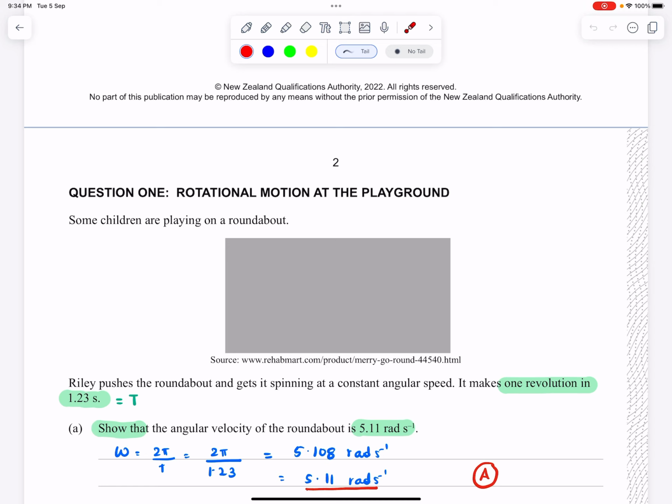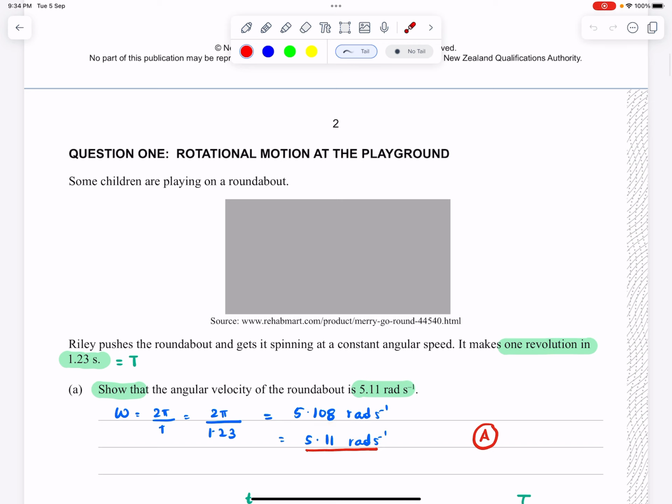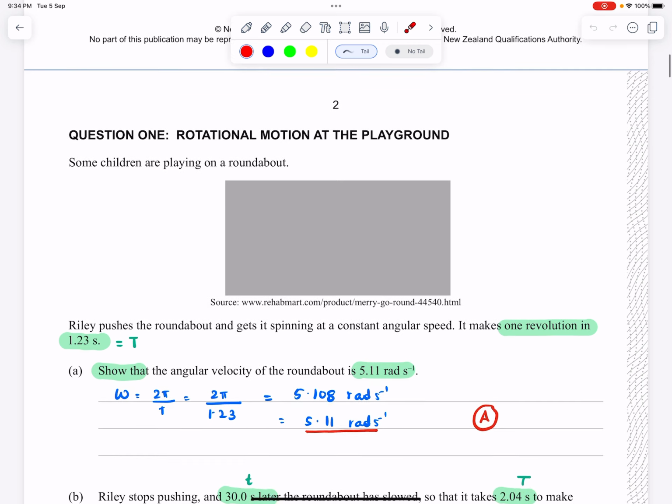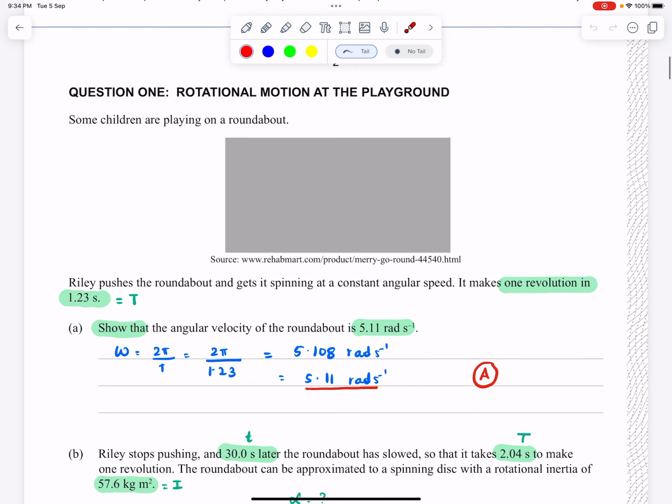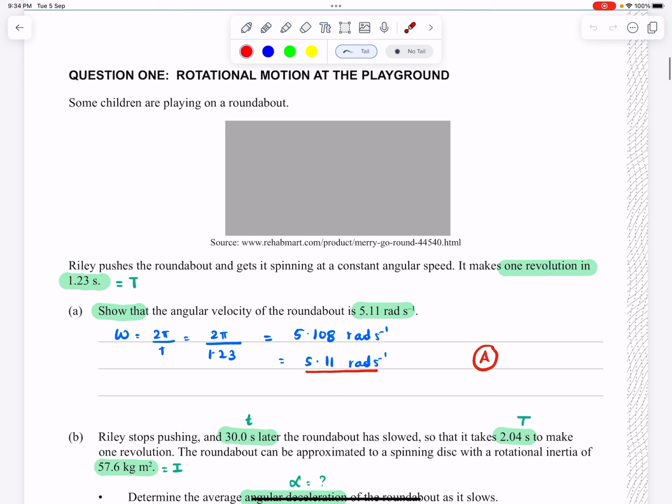So in any show that question, you must write the formula, substitute, and give an unrounded answer and then round it. So here's the answer. This was an achieved question. Okay, don't forget the unit. It's radians per second.